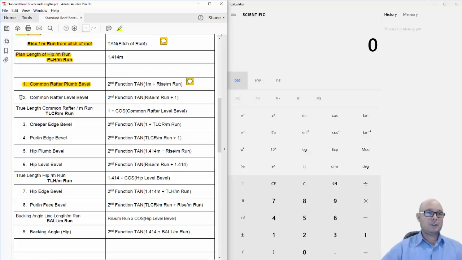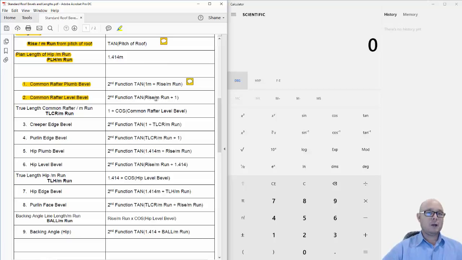So the next calculation is bevel number 2, and bevel number 2 is the common rafter level bevel, and the formula for that is second function tan, rise per metre run divided by 1. So you can see this part of the equation is essentially flipped from the previous, and that's correct. So it's rise per metre run, which is the 0.577 divided by 1. If you wanted to, you could skip that part because anything divided by 1 is going to be whatever it is. So in this case, 0.577 divided by 1 is 0.577, and then you'll just have to second function tan that.